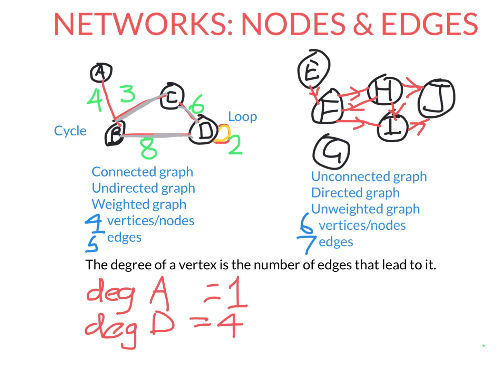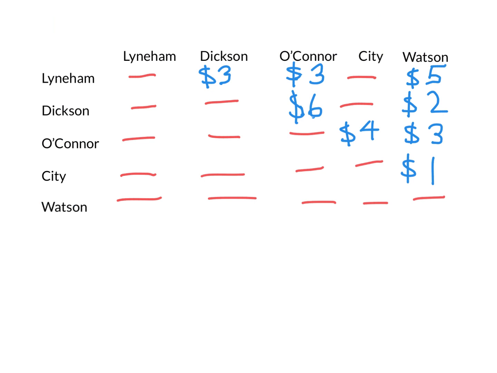The degree of vertices in a directed graph is a bit more complicated. There's actually an in degree and an out degree, but we won't go through that in this video. Instead, let's look at solving a problem where we would use a network. Here I've come up with a table that shows the cost of travel between 5 suburbs. Let's draw a diagram to represent this.